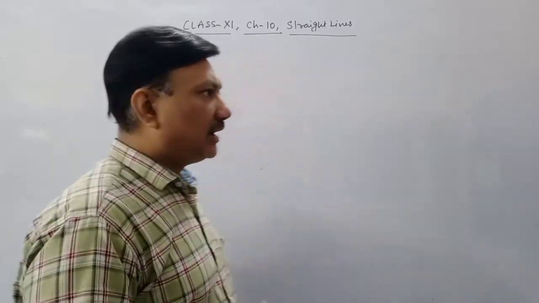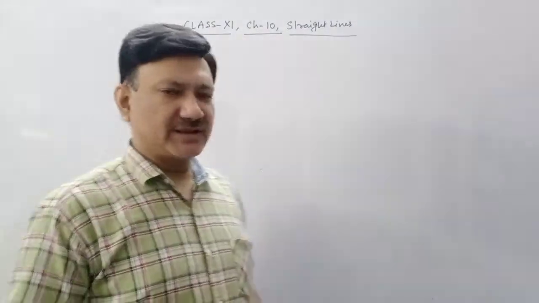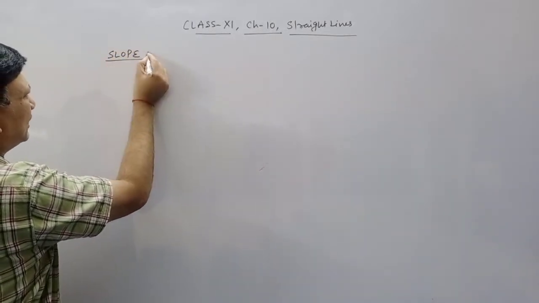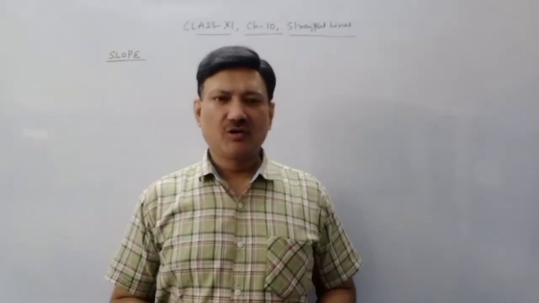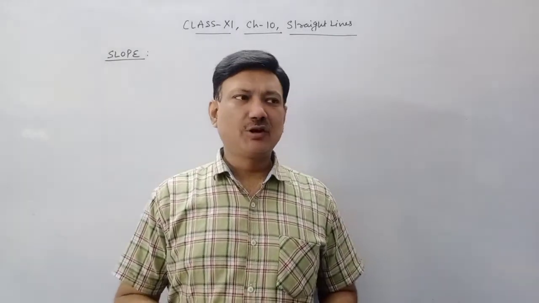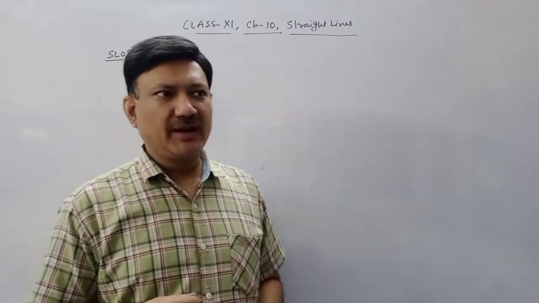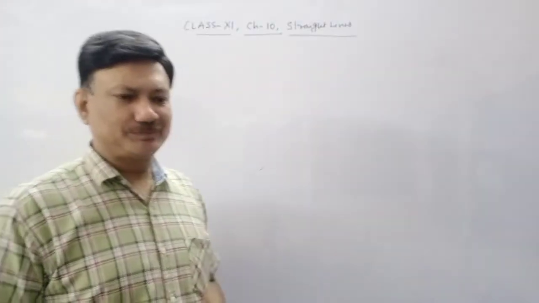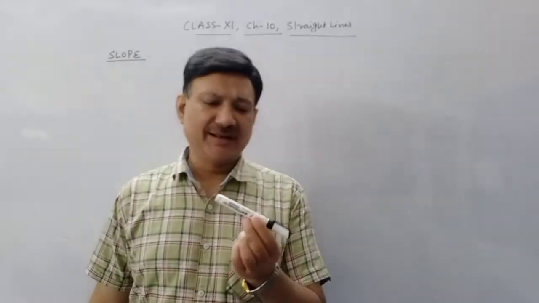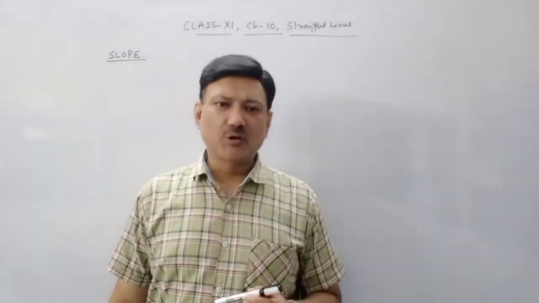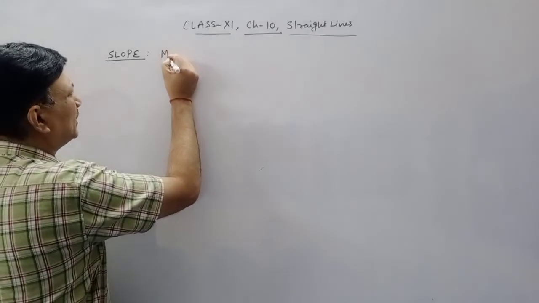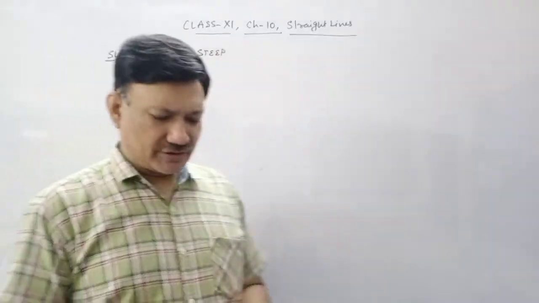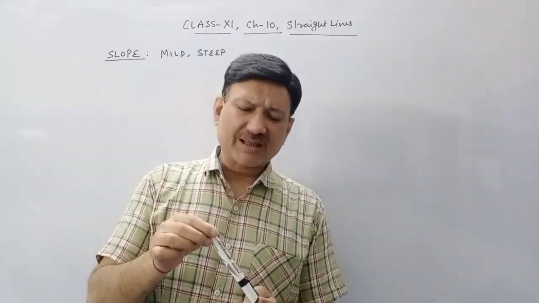Now, let's start with the most important topic of this chapter, that is slope. Slope is the hero of the movie Straight Line. So first of all you must clear the term slope. We understand slope as incline. There is a mild slope, M-I-L-D, and there is a steep slope. Like a little slope, and a bigger slope, this way.